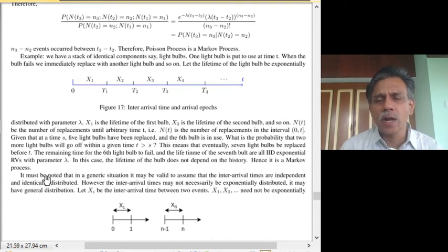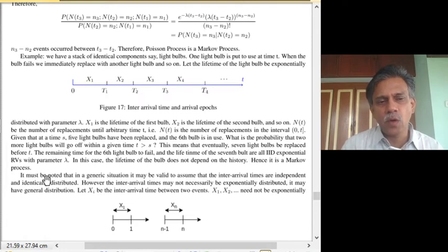But in general, if you look at the lifetime of a component or the time duration between two events in a counting process, as we can envisage, it will be encountered in many phenomena in our walks of life. But it may not always be valid to assume that the time durations between successive events are exponentially distributed. They may have a general distribution, but it may still be valid to assume that the time durations between two events are independent of each other.